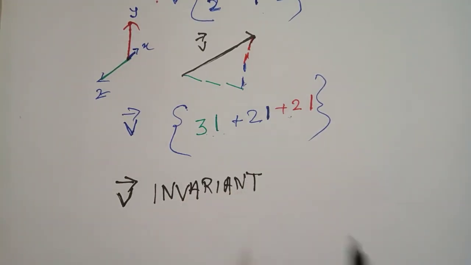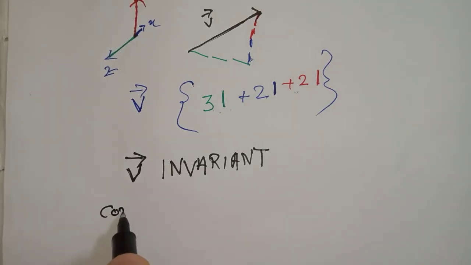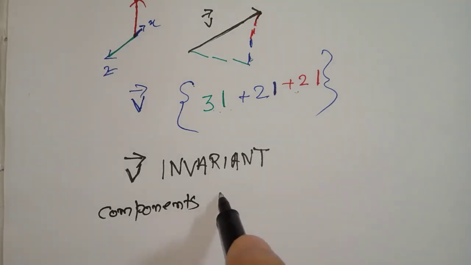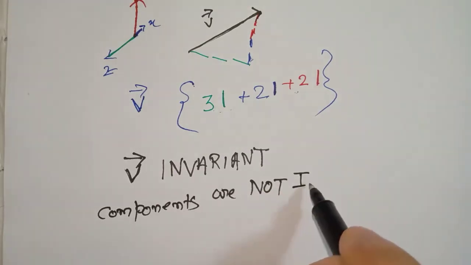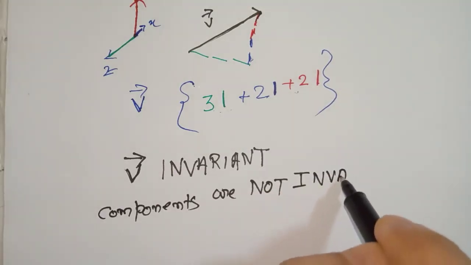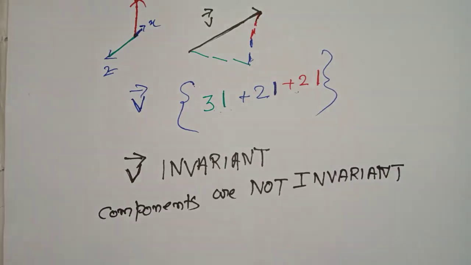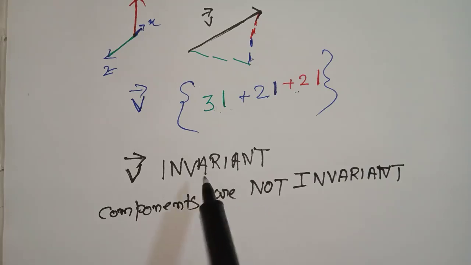It is invariant. That means it has got no change, but the components are not invariant. So the vector v always is the same, it is invariant, but the components are not invariant.